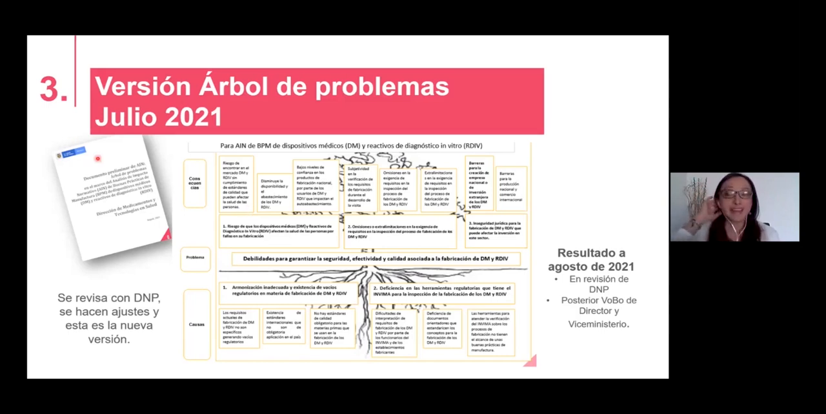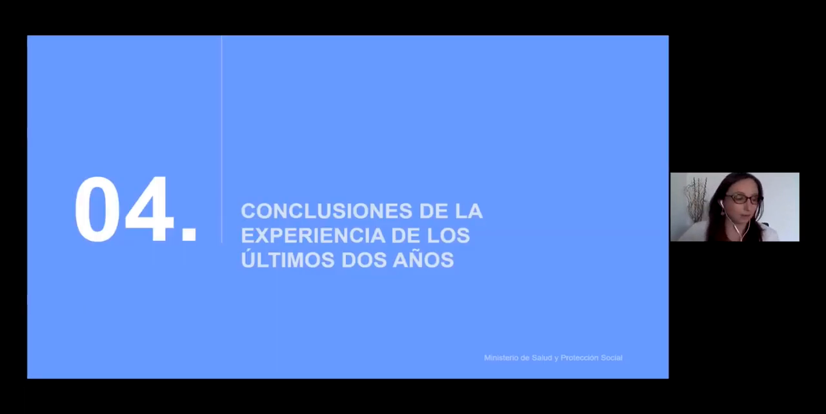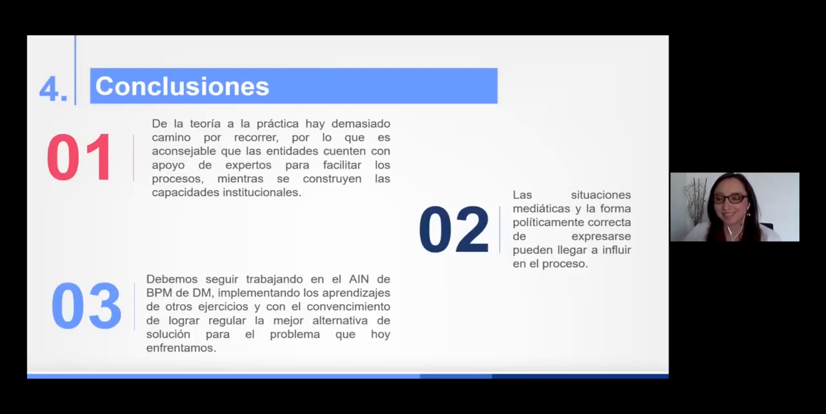So now we have a document that's being reviewed by the National Planning Department, and now we have the first step of the 7 that are part of the regulatory impact analysis, and we have learned a lot of things on the way that we would like to share as conclusions of the experience that we've had in the past years as professionals working in this topic. So I'll allow myself to tell you the 3 first ones.